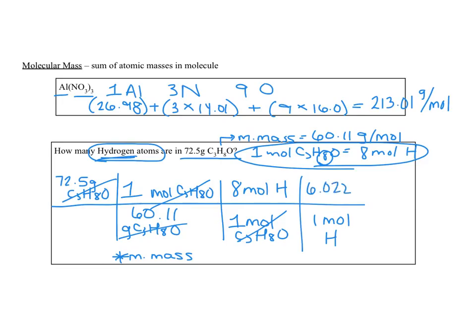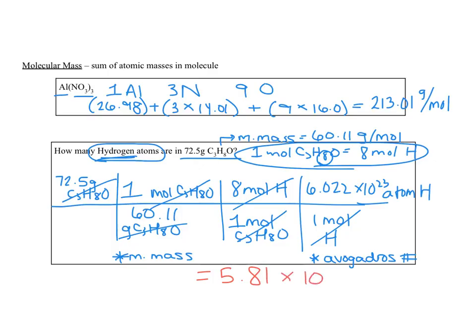Anytime you're doing moles to atoms, this is where you use Avogadro's number, 6.022 times 10 to the 23rd. Okay, so there, moles of hydrogen cancel, and I get atoms of hydrogen. So I can go ahead and calculate by multiplying everything across the top and dividing by the number on the bottom. Go ahead and plug that into your calculator to make sure that you do that correctly. You should end up with an answer of 5.81 times 10 to the 24th atoms of hydrogen.